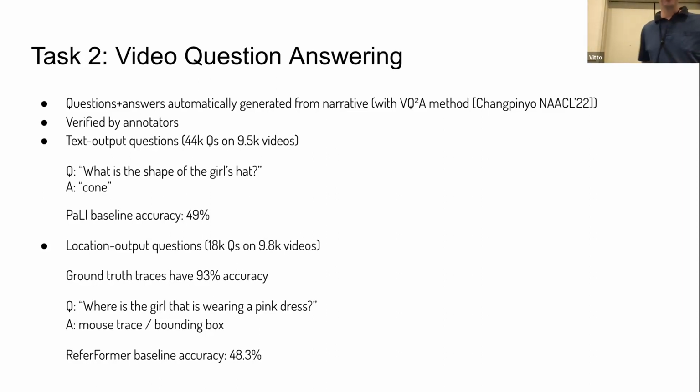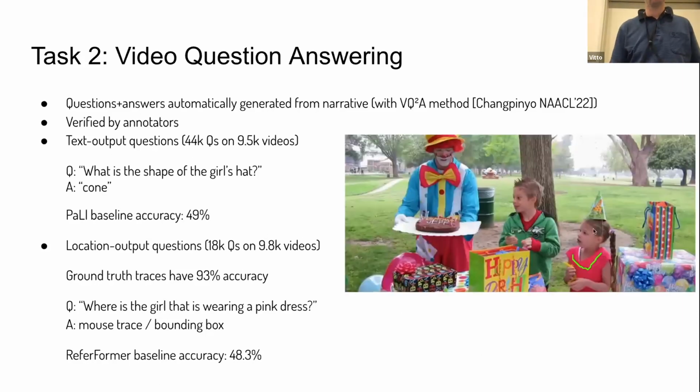Questions like, what is the shape of the girl's hat? And it would be cone. These answers are just textual, but we also have location output questions, which are unusual in VQA datasets. Because we have the traces, we can ask things like, where is the girl that is wearing the pink dress? And from the trace, we derive a spatial-temporal bounding box that you need to match if you're the model. We also built on ReferFormer and PaLI to provide baseline numbers that you guys can try to beat.